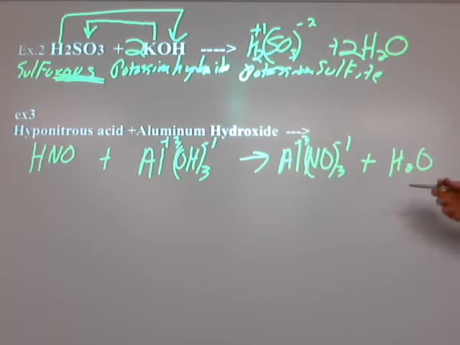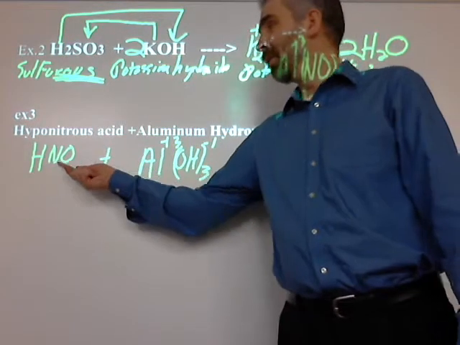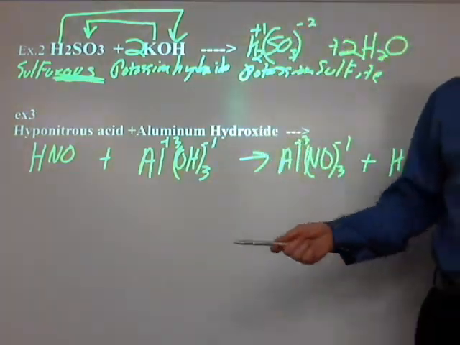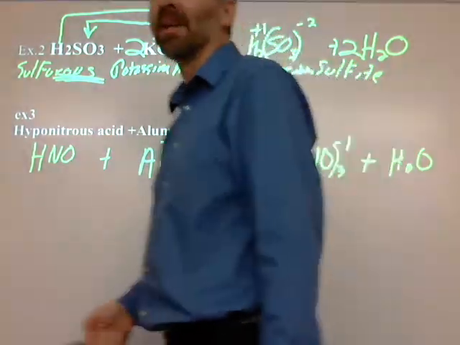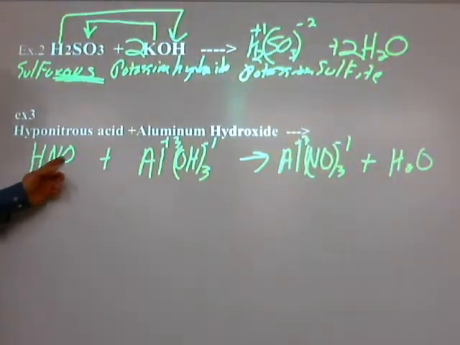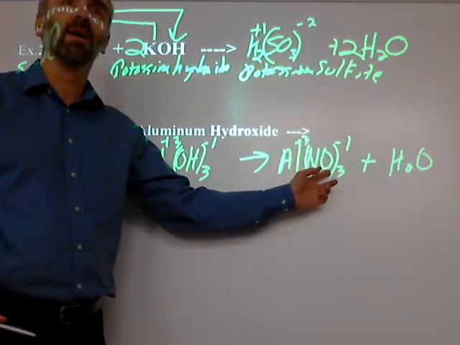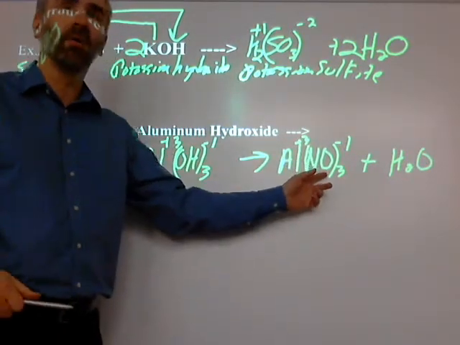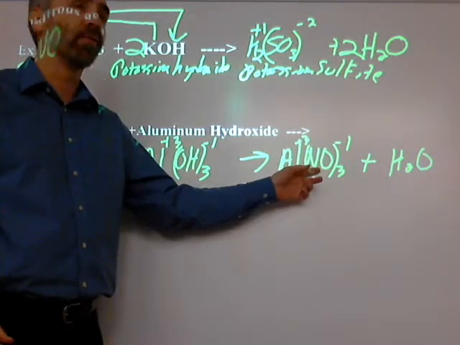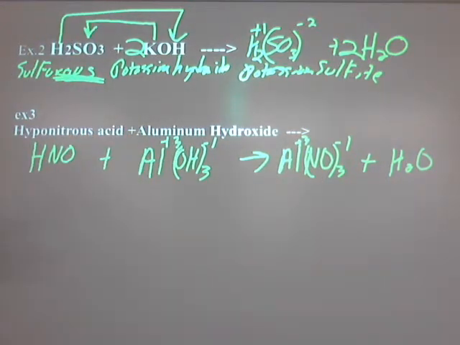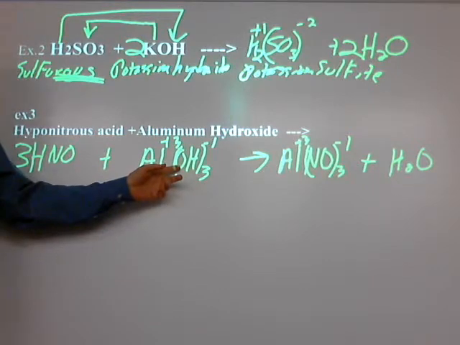Okay. Is it balanced? No. Heck no. Let's see how many we've got here. How many NO's do we have here? Well, I have 1, but how many NO's are there? 1 NO, 3 NO's. So I need 3 here, right? Mm-hmm. All right. So I got 3 O's there, right?